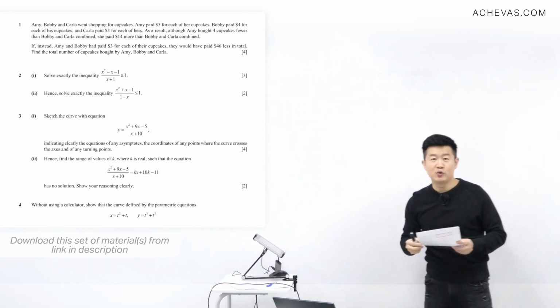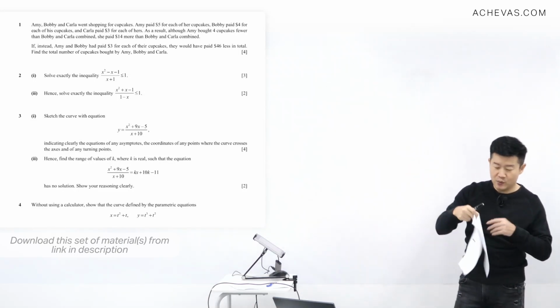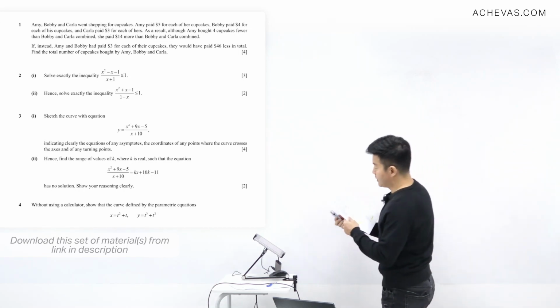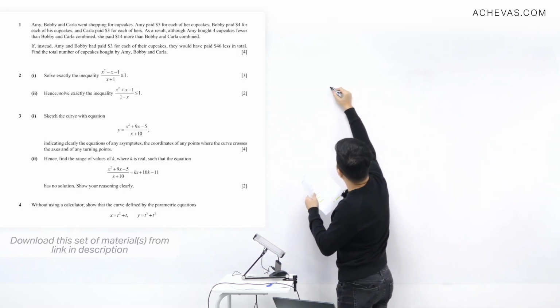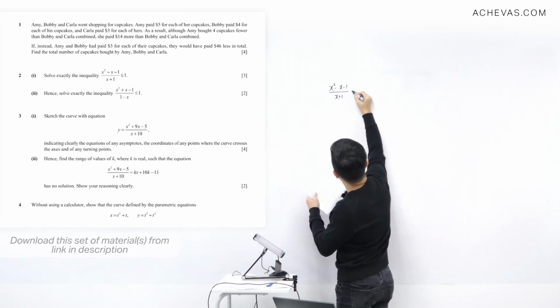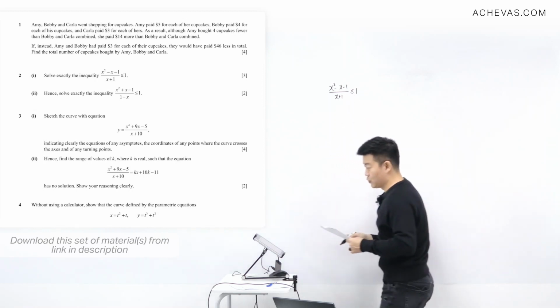So in question number 2, it is an inequalities question. We are given this part 1. We are supposed to solve this inequality. So this is x squared minus x minus 1 divided by x plus 1. This is less than or equal to 1.